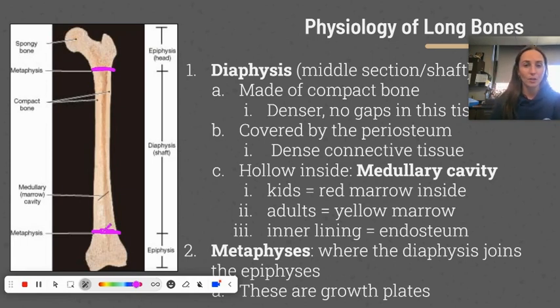In children, so anybody who is not done growing yet, those are called growth plates, and we'll take a closer look at that as well. And then as an adult, they're no longer growing. So they're just there, a little bit of a line, I guess, to say where our growth plates used to be growing.